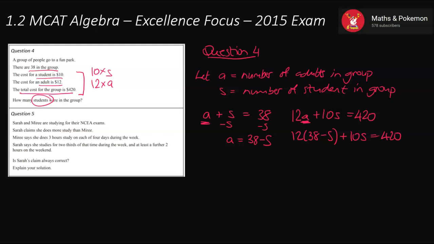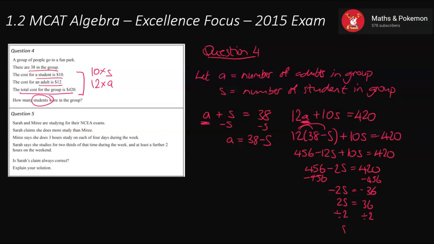We're now going to expand the brackets. 12 times 38, 456. So that was that multiplying. We're now going to do that minus 12S plus 10S is equal to 420. Bit of simplifying here. Let's group these S's together. We've got 456 minus 2S, that's equal to 420. I'm now going to take away that 456 on both sides, to get the letters by themselves. We've got minus 2S is equal to negative 36. We've got a negative sign on both sides, so I'm just going to get rid of that. And then final step, divide by 2, so S is equal to 18. That means there were 18 students in the group.